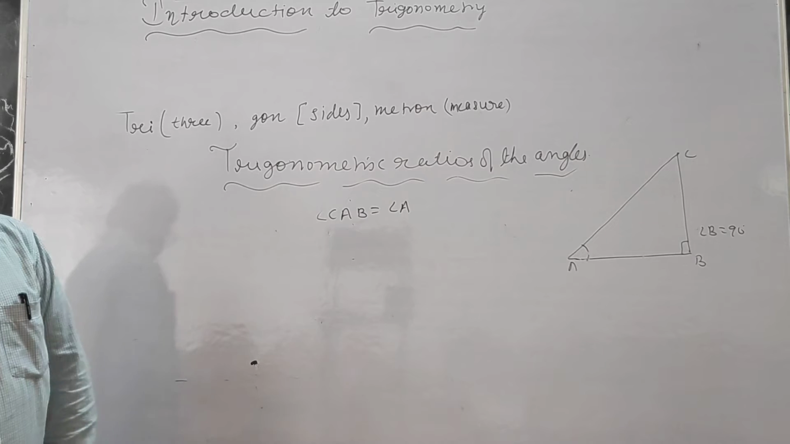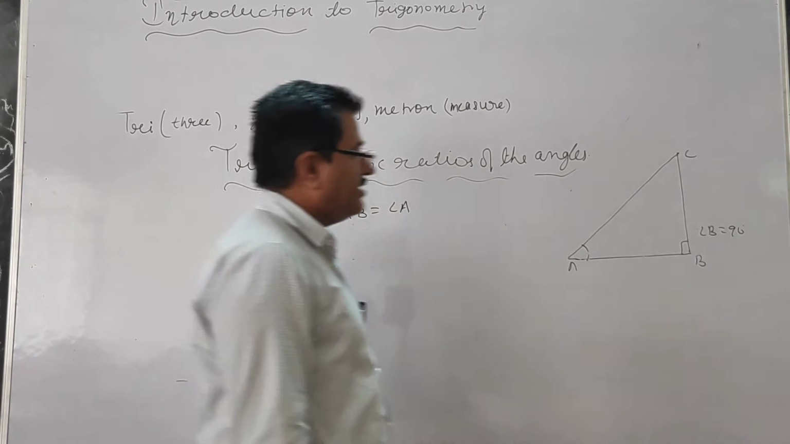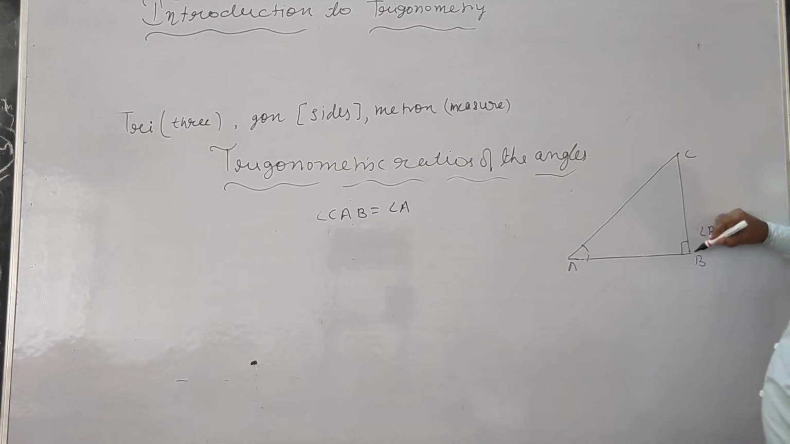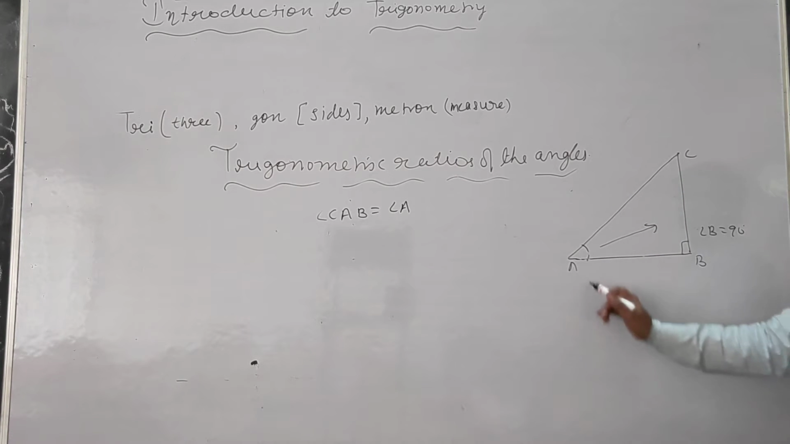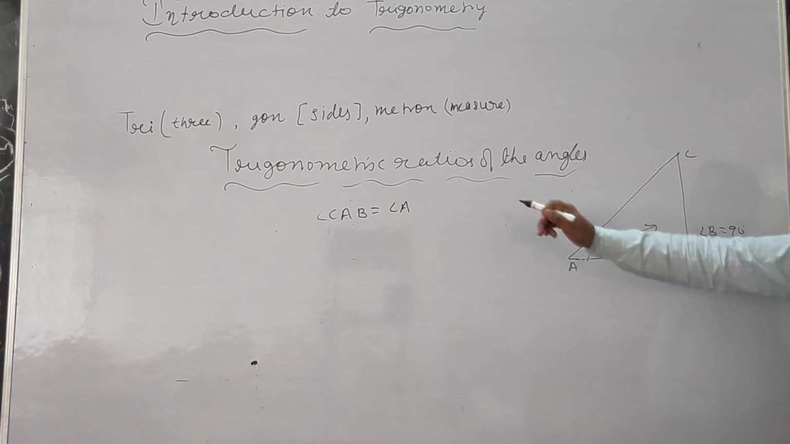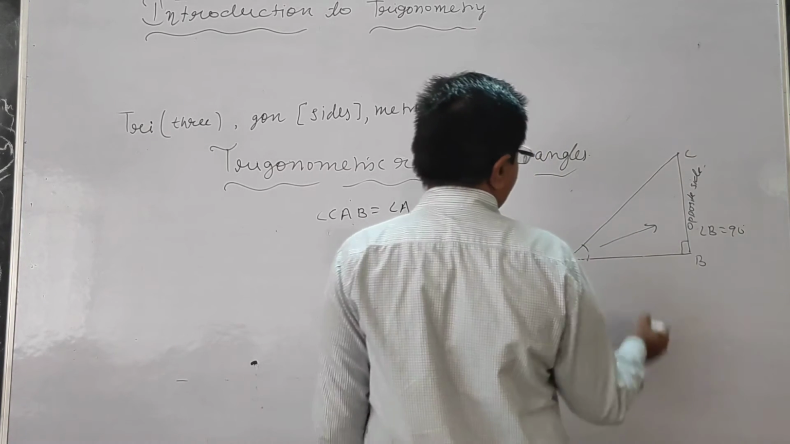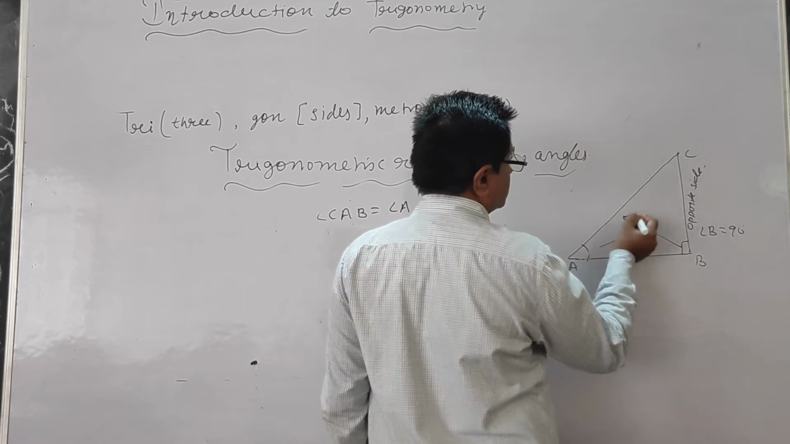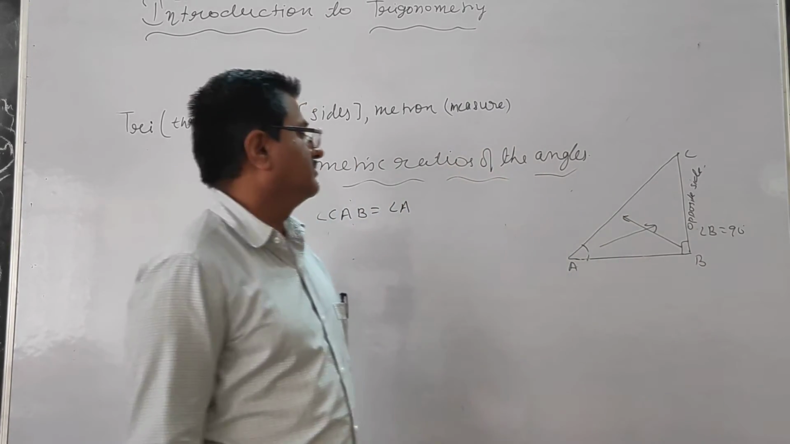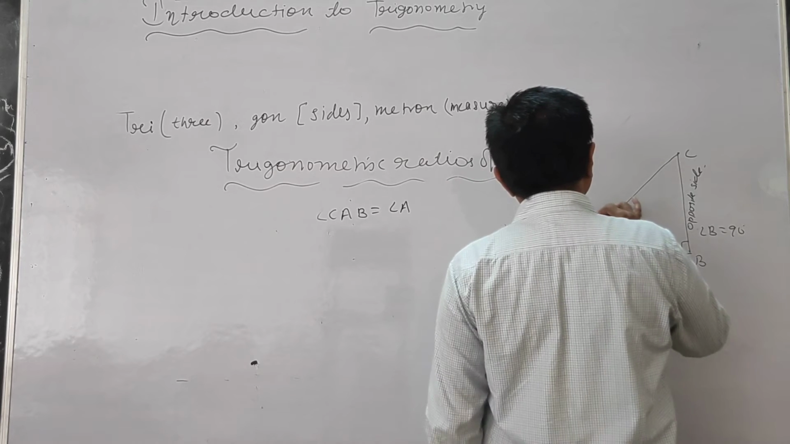Now we can name the sides. One side is BC, which is just opposite to the angle A. Why do we take angle A? Because we are considering the angle A. So this is known as the opposite side. Clear? And we know that the side opposite to the right angle is the hypotenuse.